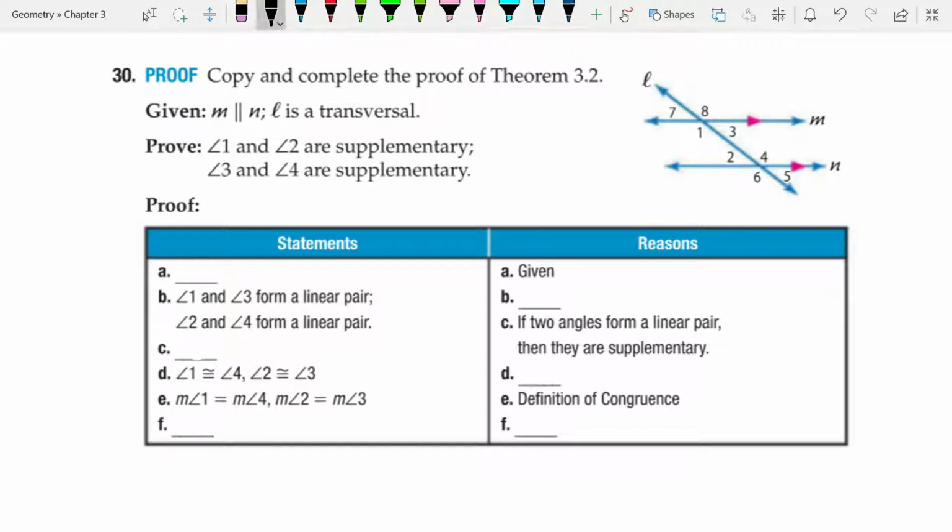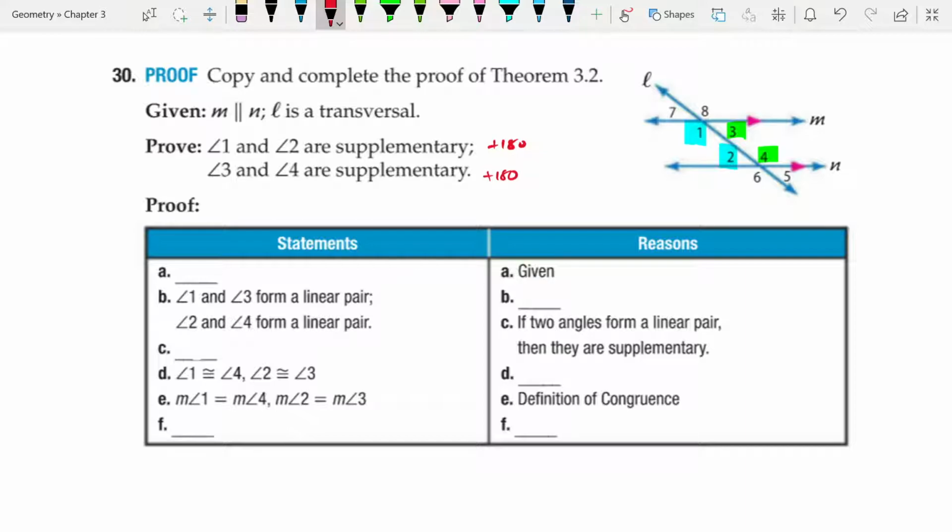My goal is to prove that 1 and 2 are supplementary. So I want to show that 1 and 2 are supplementary. That means they have to add up to 180. Okay. And also I'm trying to prove that 3 and 4 are supplementary. Same thing, that means they add up to 180.